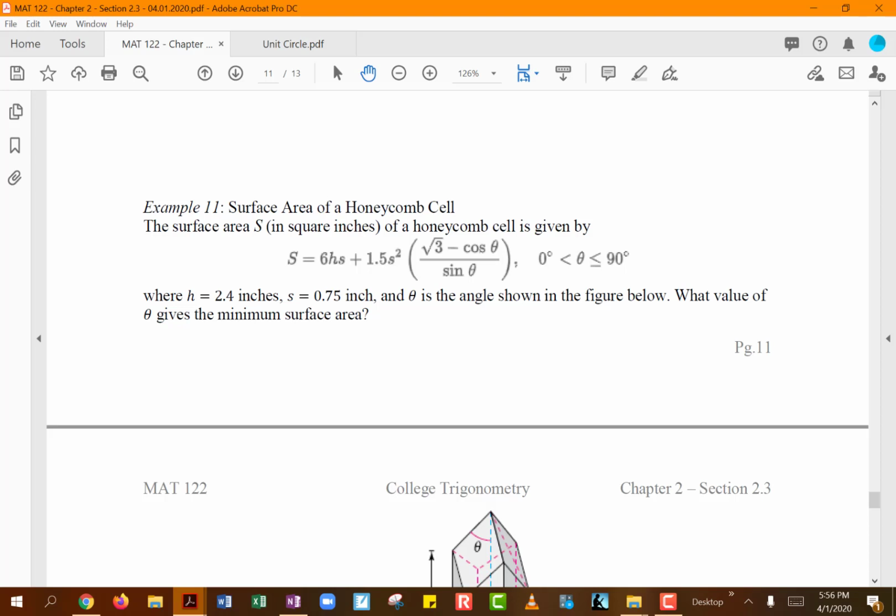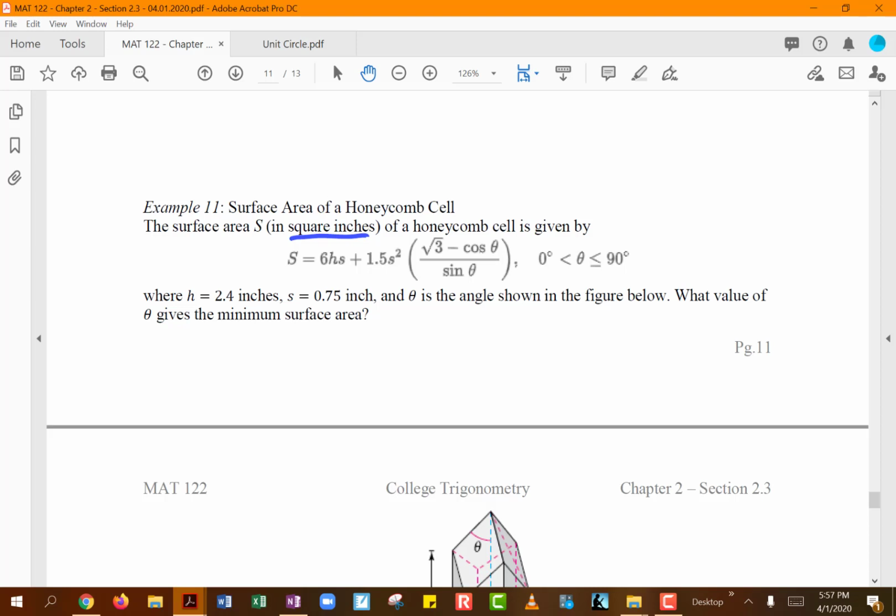So this one is talking about an application, finding the surface area of a honeycomb cell. We are given the equation for the surface area, which is a capital S, and since its area is going to be in square inches, that is capital S equals 6 times h s, which is little s, plus 1.5 s squared, multiplied by the quantity square root of 3 minus cosine of theta over sine of theta.